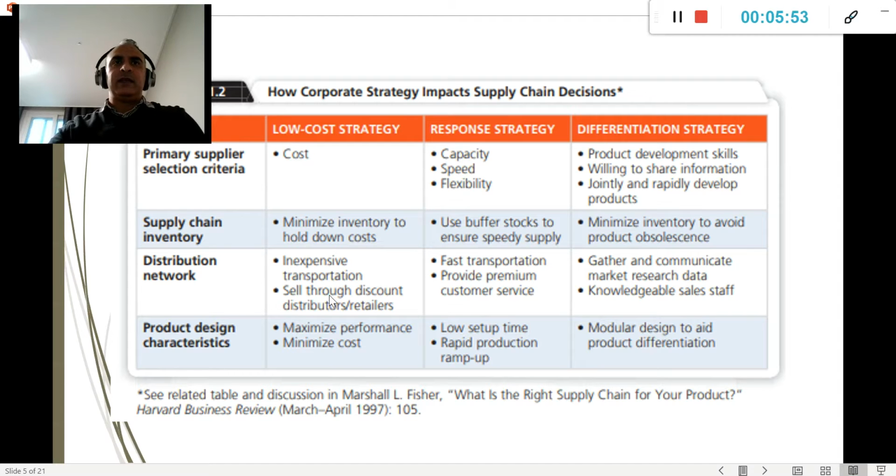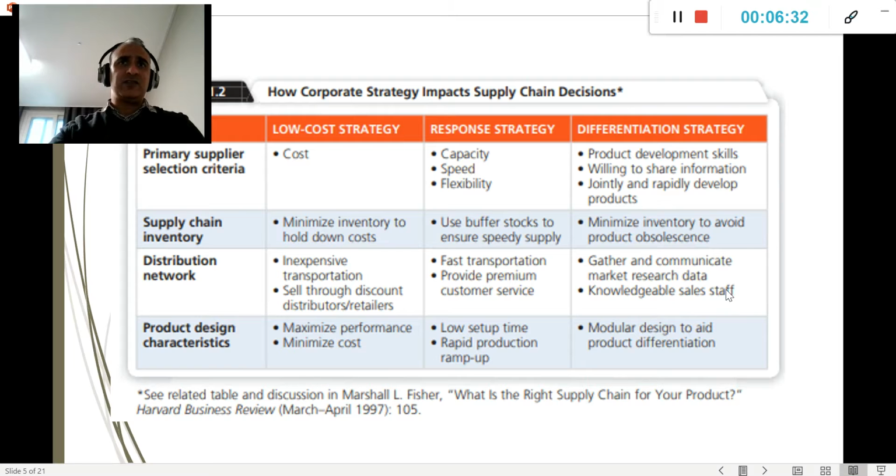In this case, we are looking mostly for inexpensive transportation and sell through discount and distributor retailers. We try to, rather than having our own distributors, we search for someone that can distribute it cheap and quickly. And then, of course, in the other one, we're talking about the response strategy. Again, when the consumer needs it, we should be able to put it in the market as quickly as possible. So in this case, we focus more on having immediate response, and we already have a set or a network of suppliers.